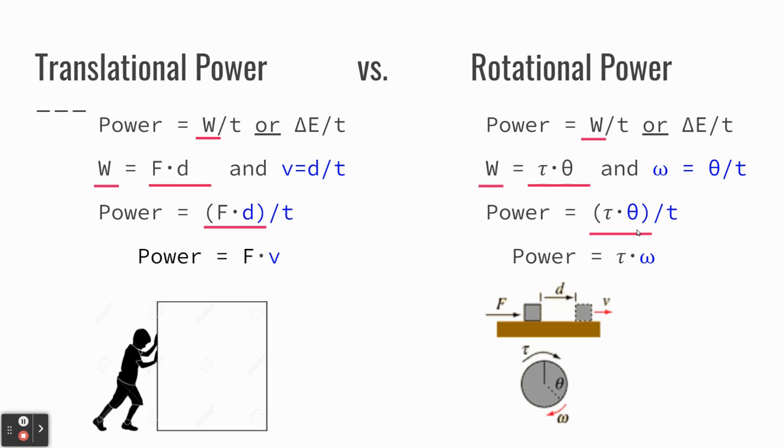And the same thing can be done for rotational power when you're talking about things rotating. Angular velocity is this change in your angle divided by your change in time, which is included in this part here, also in blue, which is just your angular velocity. And that's all there is to this.